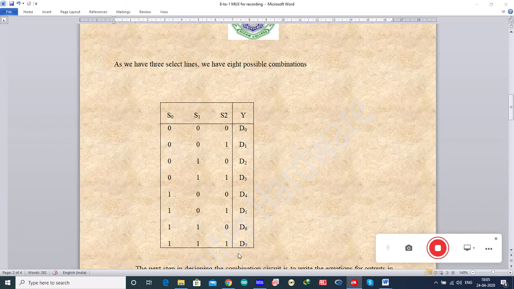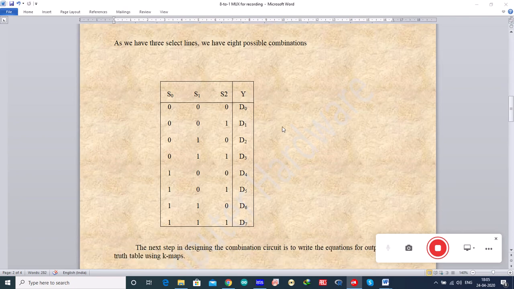As we have 3 select lines, you will have 8 possible combinations, that is 2 power 3, 0, 0, 0 to 1, 1, 1. We have just discussed that if you have the value 0, 0, 0, the value of D0 will appear on output side. So for 0, 0, 0, the output is D0. For 0, 0, 1, it is D1. This way we have filled the entire truth table.